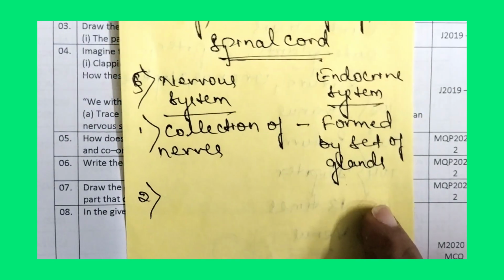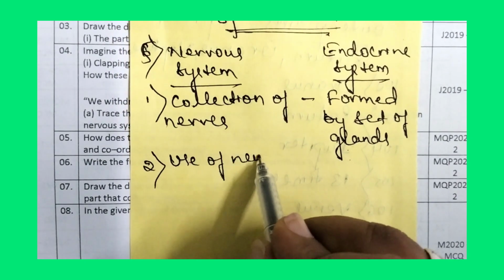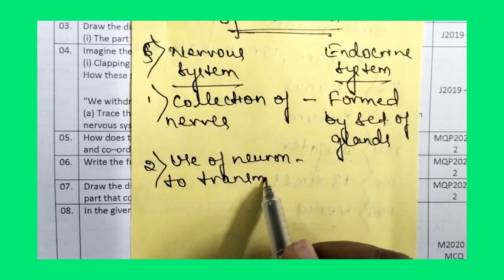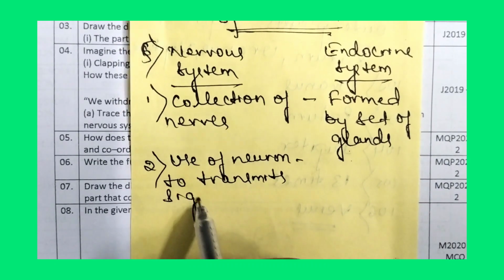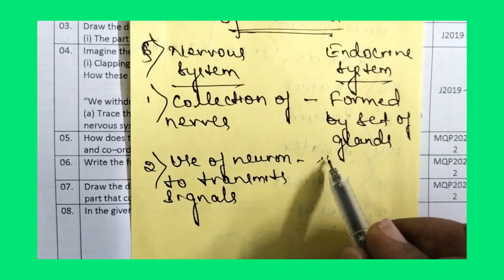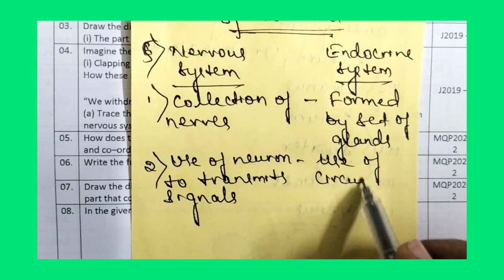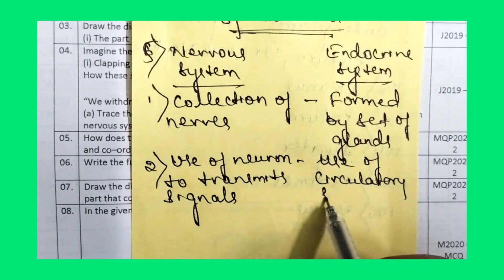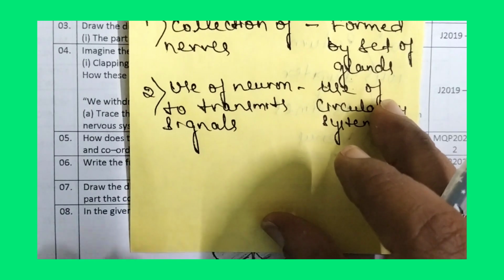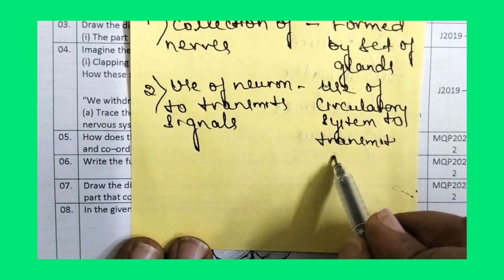Then the second difference is the use of neurons to transmit signals. So the signal is transmitted through neurons. On this side, it is the use of blood, what we call the circulatory system, to transmit signals.